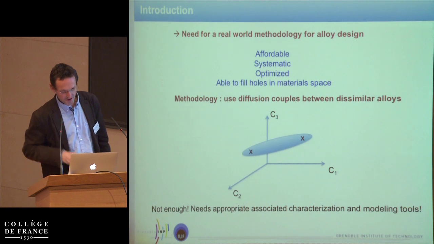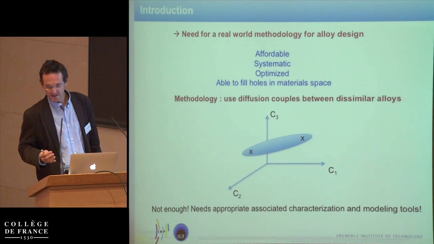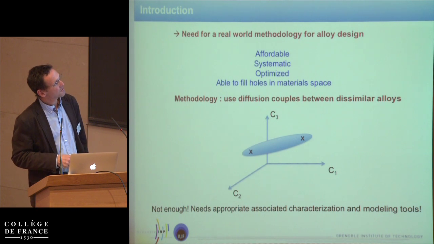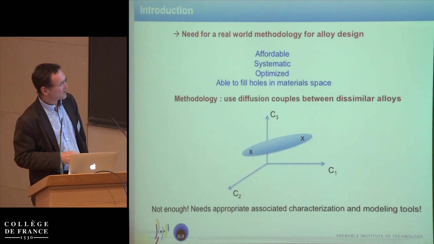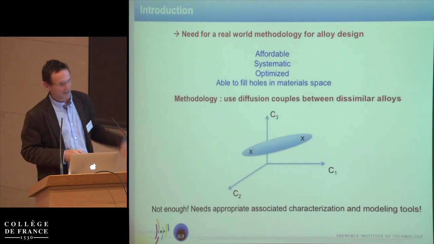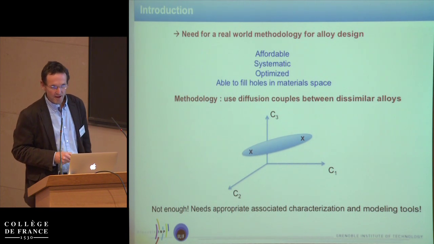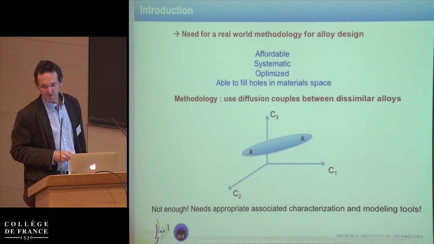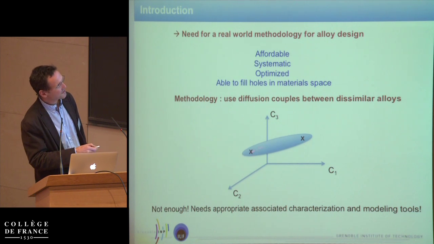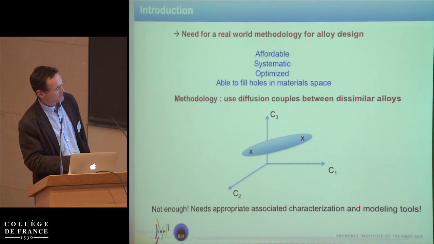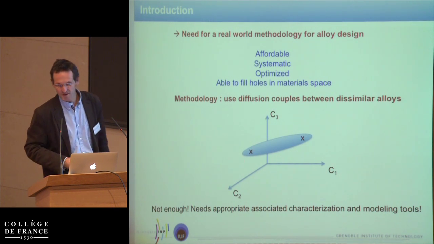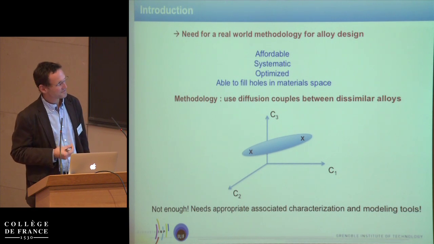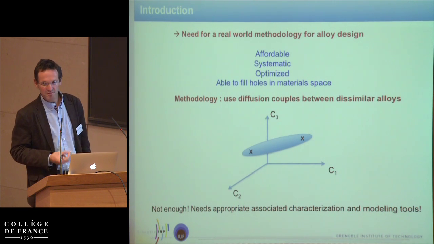So one of the methodologies is to make alloys with a continuous composition change. And this has been done for decades using diffusion couples, but not so much in the aim of designing alloys, but more by the thermodynamics community. And it's not enough to make a diffusion couple, but you need to have appropriate characterization and modeling tools if you want to translate this composition profile you've made into a real interesting tool for alloy design and understanding the effect of chemistry on properties and microstructures.